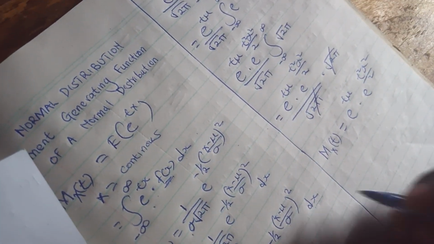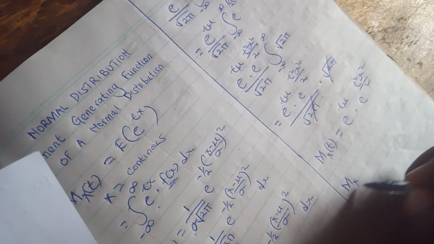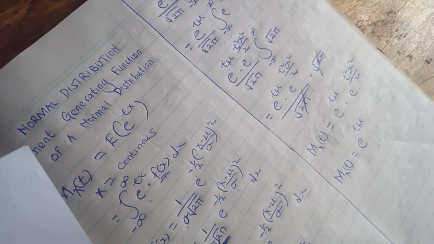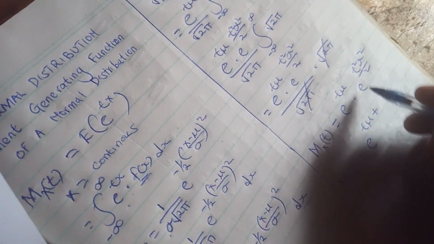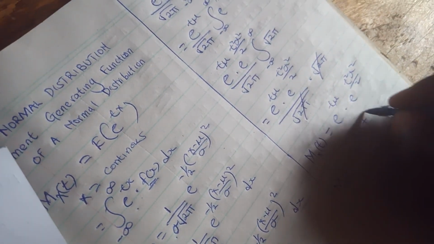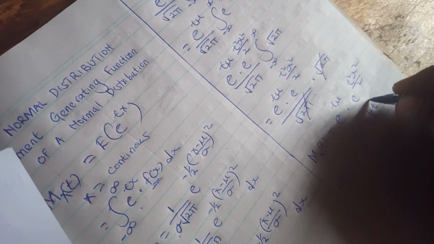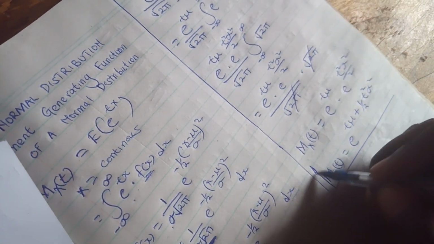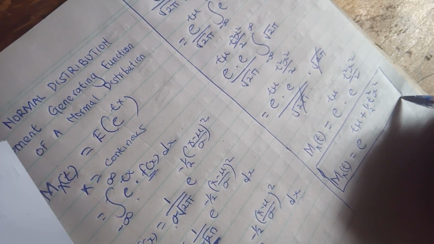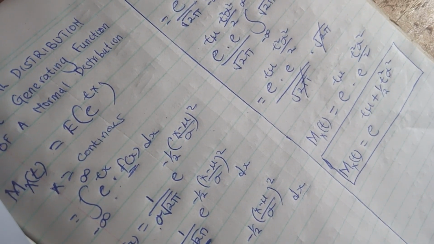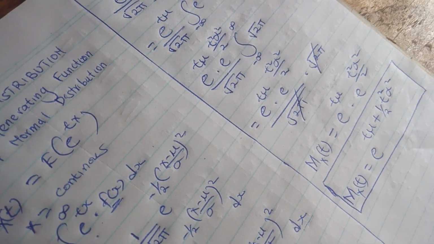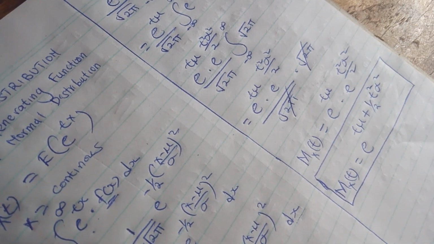So in simple words, the moment generating function will be the exponent t mu plus half t squared sigma squared. Then this one becomes our moment generating function of a normal distribution. This means that by the end of this lesson, at least we have understood something.